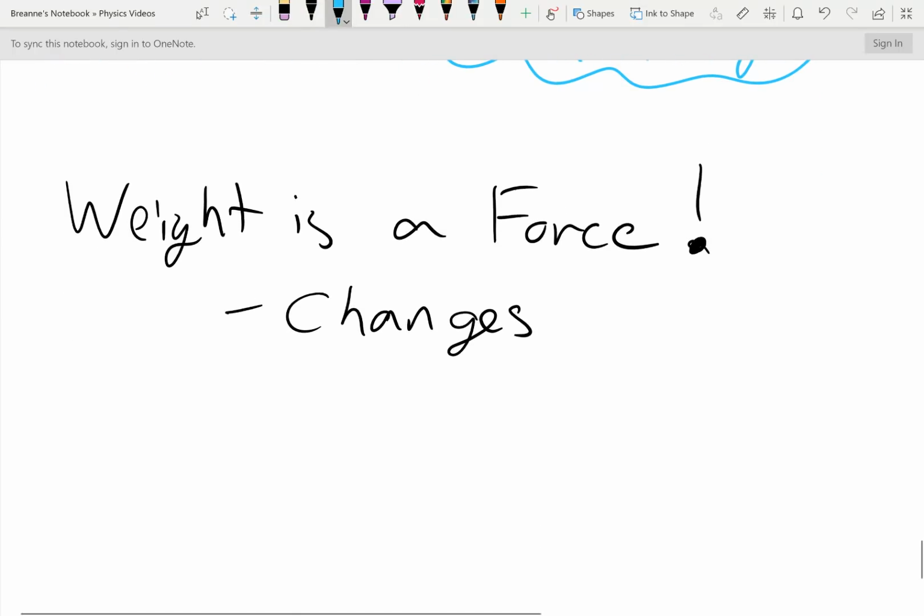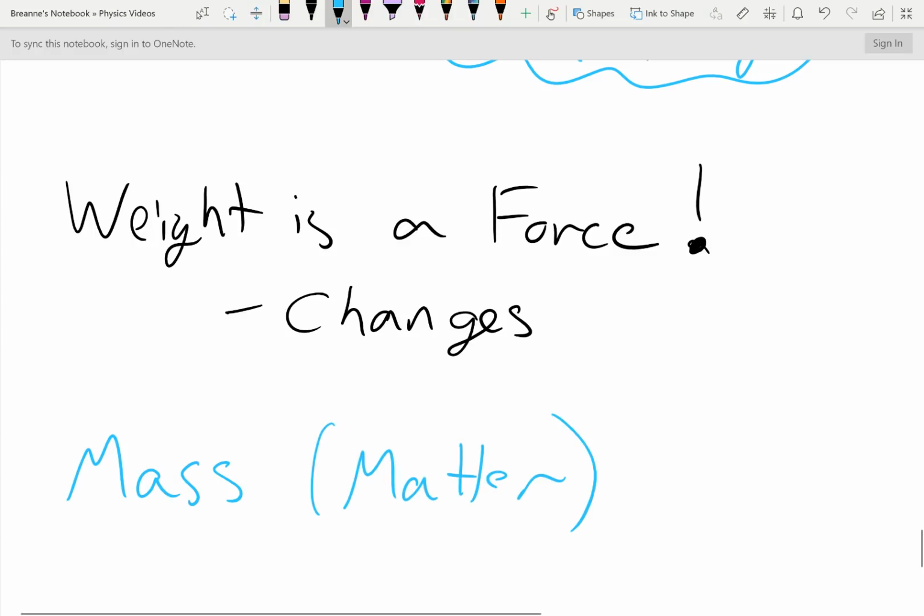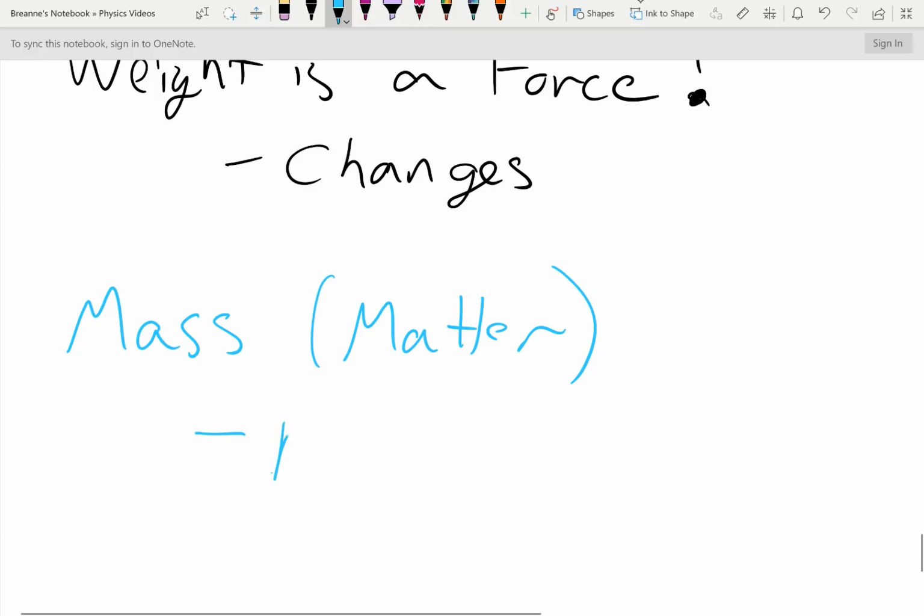Now, your mass is how much material or how much matter is used to make you or to make that object. When you step on the moon, does your matter change? No, unless you've lost an arm and a leg from here to there, your matter does not change. So mass does not change. Weight is a force. Mass is how much matter is used to make you.